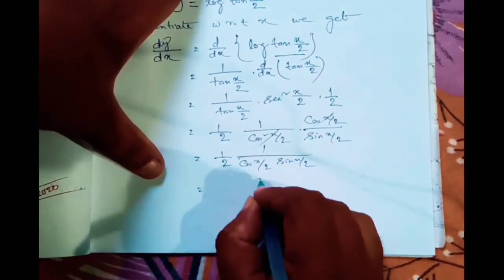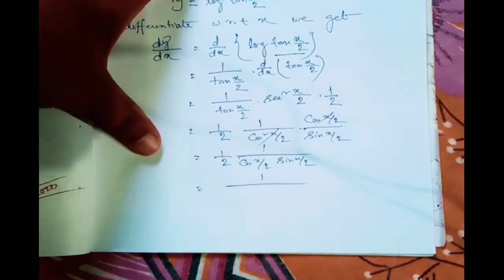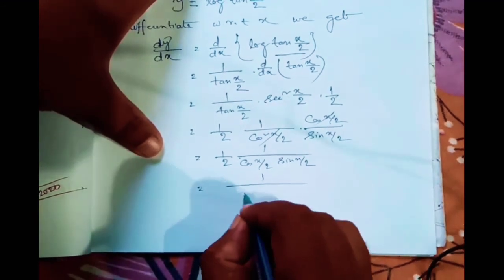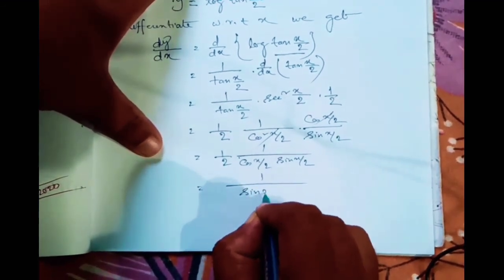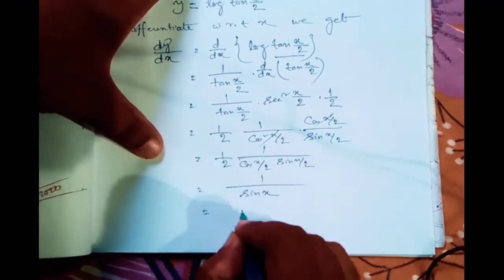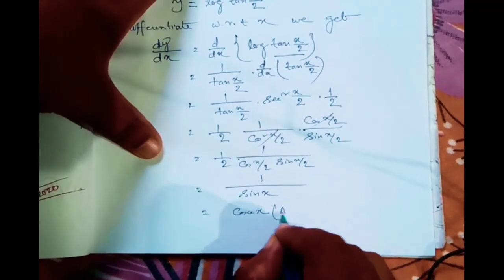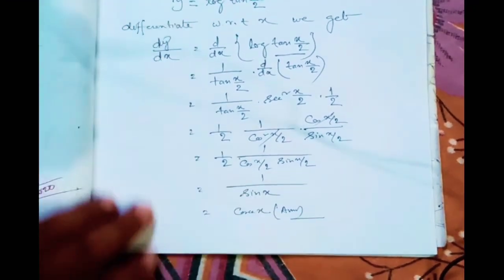Now that means 1 by 2 sin x by 2 cos x by 2. So from the formula of the compound angle we are getting sin x. That means 1 by sin x means cosec x. So cosec x should be my answer. Next, move to another question.